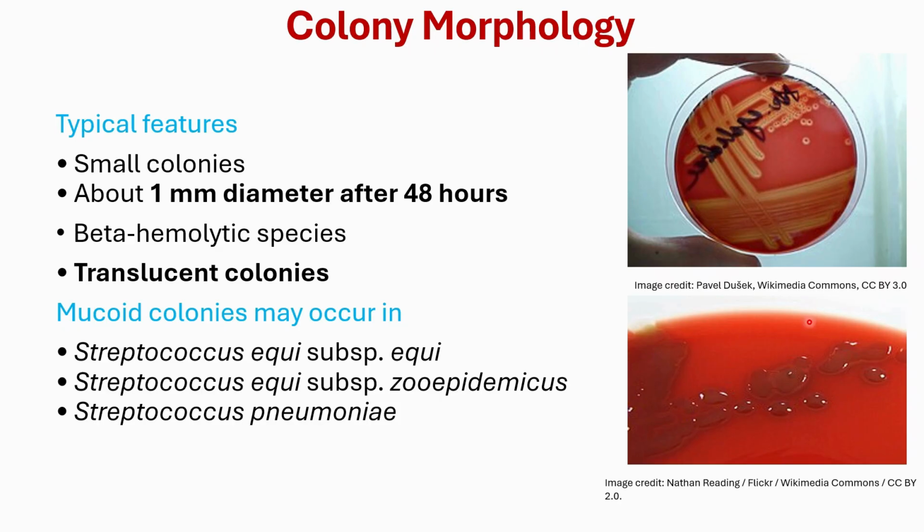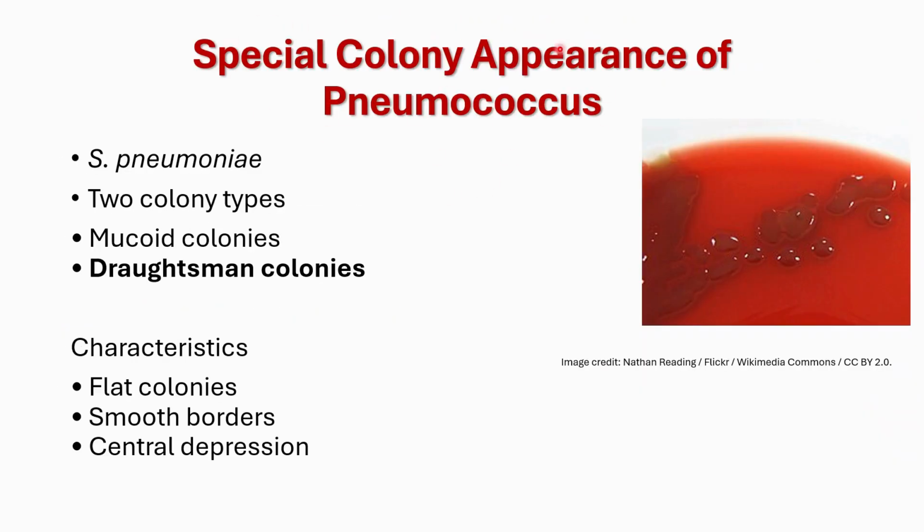Mucoid colonies are sometimes observed in organisms like Streptococcus equi subspecies zooepidemicus and Streptococcus pneumoniae. These mucoid colonies are usually associated with the presence of a capsule that contributes to bacterial virulence. The special colony morphology of the pneumococcus, or Streptococcus pneumoniae, is either a mucoid colony or a distinctive colony type known as the Draughtsman colonies. These colonies are typically flat with smooth borders and a central concavity, resembling the shape of a draughtsman piece.